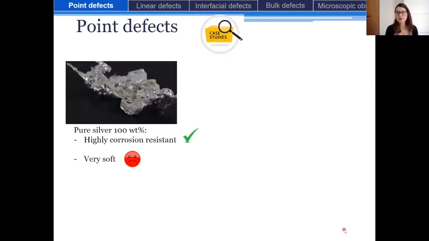So let's consider a case study. Let's consider silver, 100% pure silver. Pure silver is highly corrosion resistant, which is a property that is very useful in many applications. But the problem is that it is very soft. And so in applications that require high mechanical stress, we need to find a solution to keep the good corrosion resistance of this material, but improve its mechanical strength.